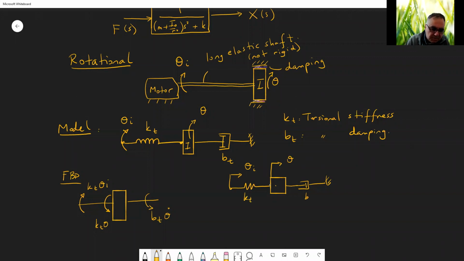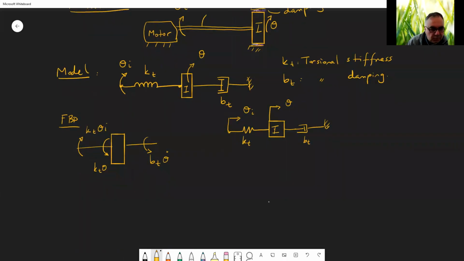This is Kt, this is Bt, and you have an inertia of I, okay? If you were writing the forces, not the torques, but the forces, you would be writing the following. Kt times theta I would give you a force in this direction, okay? Kt times theta would give you a force in that direction, and we're giving you a force in this direction.